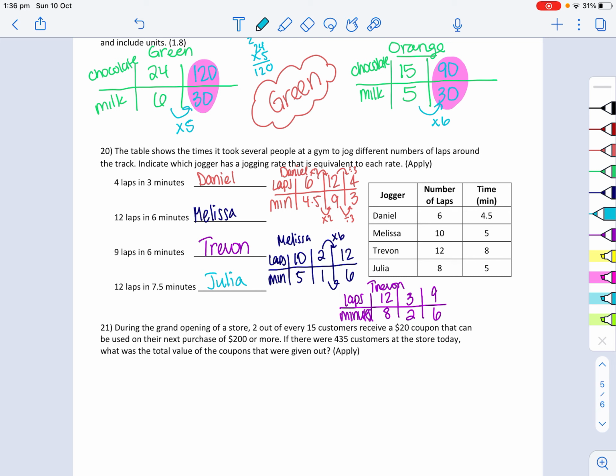Let's see if I can show how that works really quick. So laps and minutes. I've got 8 and 5. If I divide by 2, I get 4 and 2.5. And then if I multiply that by 3, I get 12 and 7.5. So it does work out for Julia. In this case, they went in order, they won't always go in order. Okay, so I just showed how I can make each of these ratios equal to something over here.